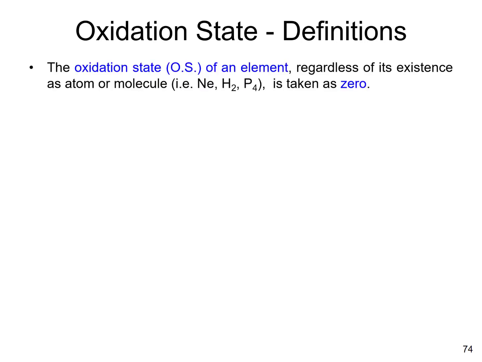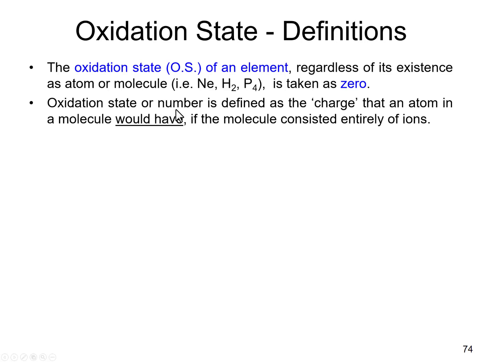Here we will define the oxidation states. The oxidation state of an element, regardless of its existence as atom or molecule, is taken as zero. For example, you have neon as a noble gas, or you have dihydrogen or phosphorus existing as a P4 molecule. In all these examples, the oxidation state is zero.